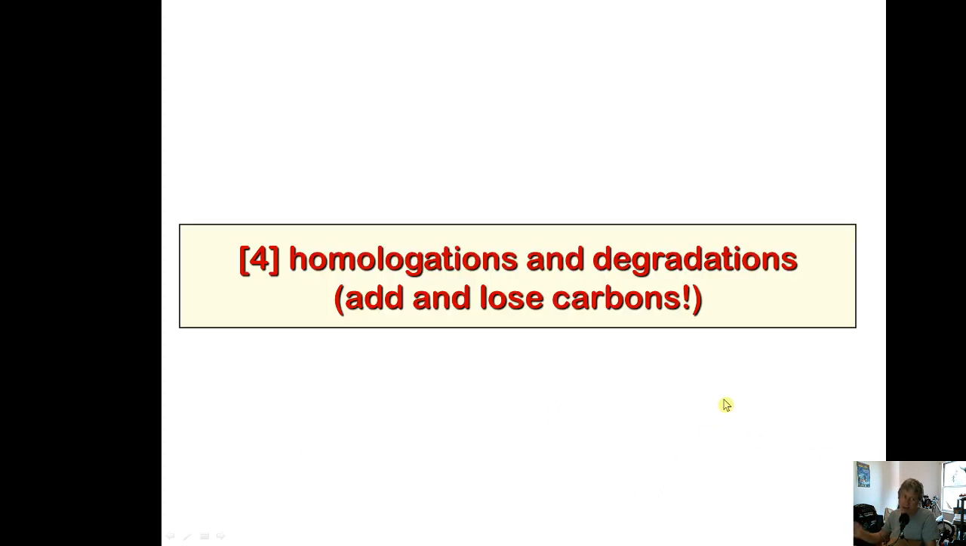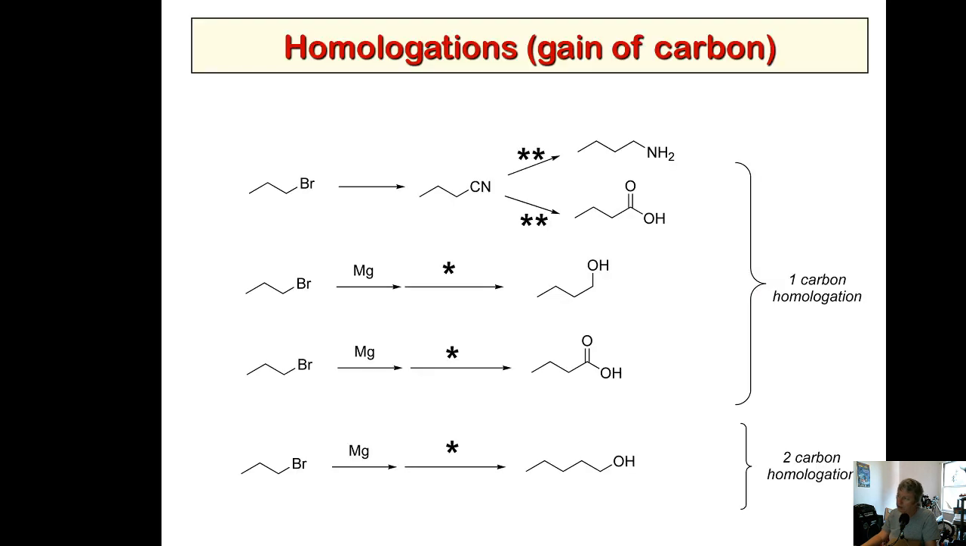Homologations and degradations: add and lose carbons. This just reviews the different cases of homologations and degradations that you learned, one carbon homologation and two carbon homologations. One of the ways is that a nitrile, by its nature, has an extra carbon. So NaCN, Na plus CN minus, attacks, kicks off the leaving group, and now you have a nitrile.